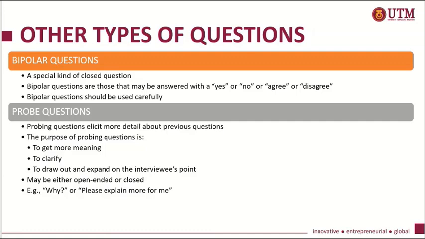Thus, bipolar questions should be used carefully since they probably bore the interviewee and fail to obtain rich detail, while probe questions are used to obtain more detail about a previous question that was asked before. Probe questions can be either open-ended or closed questions and are usually asked in order to get more meaning and clarification on the interviewee's answer.